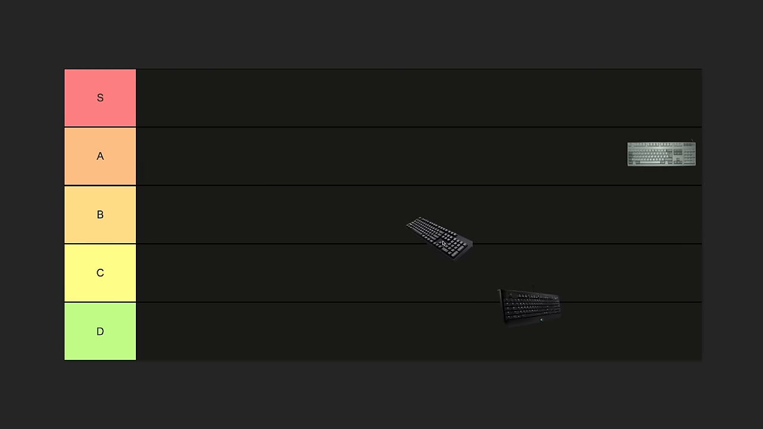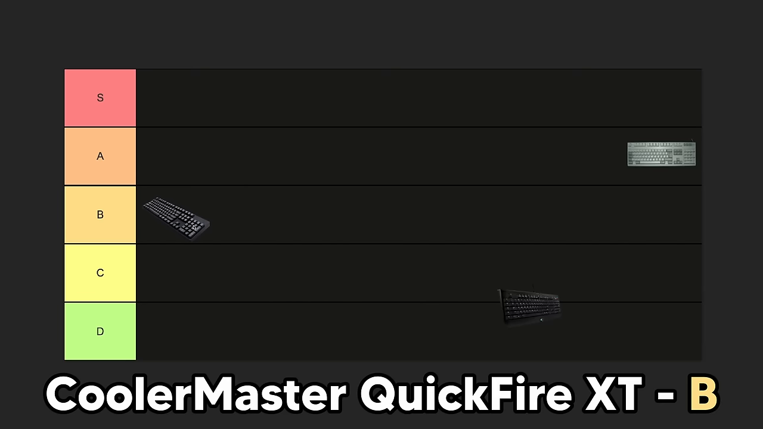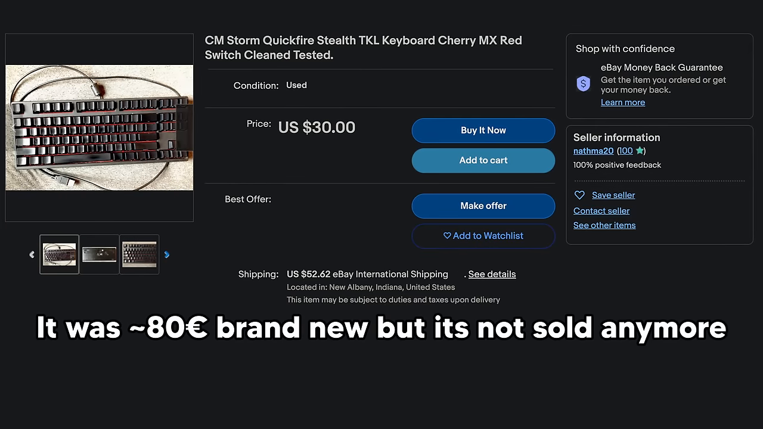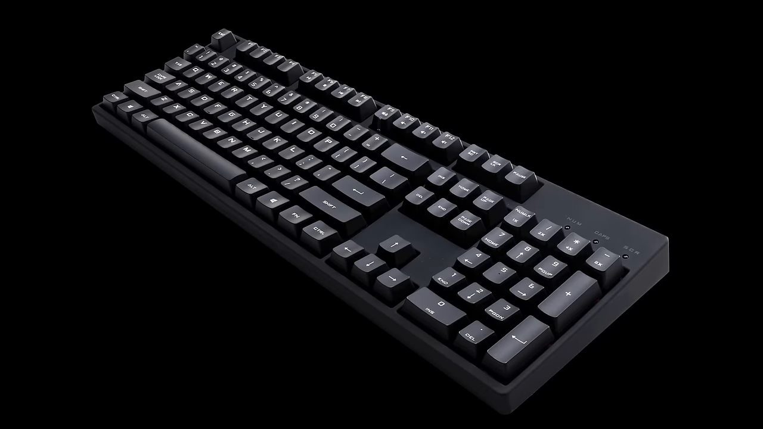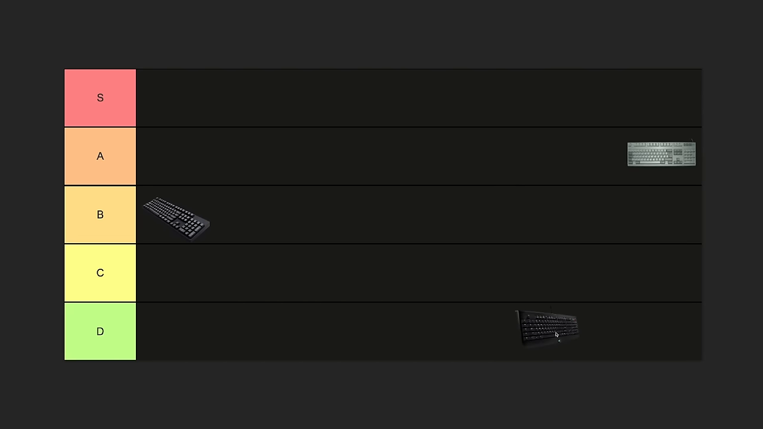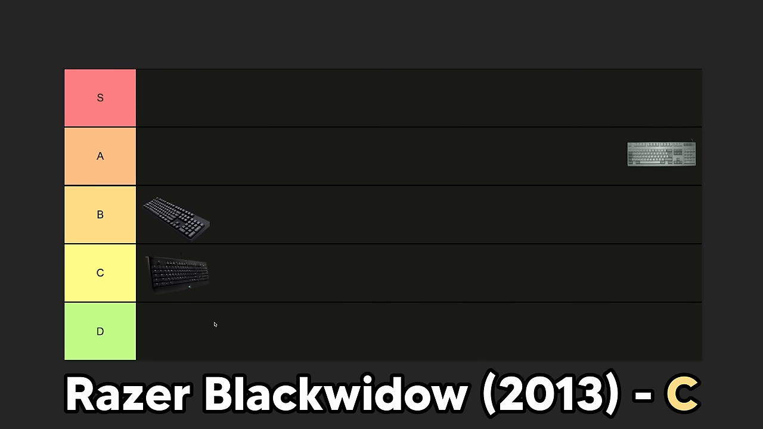I'd put the CoolerMaster Quickfire XT to the top of the B tier, as at the time, I considered it to be the best gaming keyboard at its price point, especially due to its design and standard layout. And finally, the Razer I'd put into the C tier, not necessarily because I didn't enjoy it, but because it had an irregular bottom row.